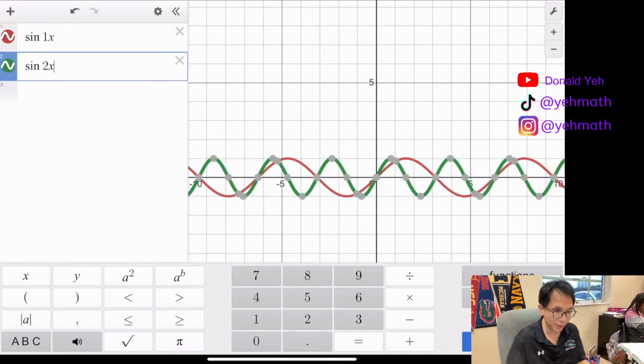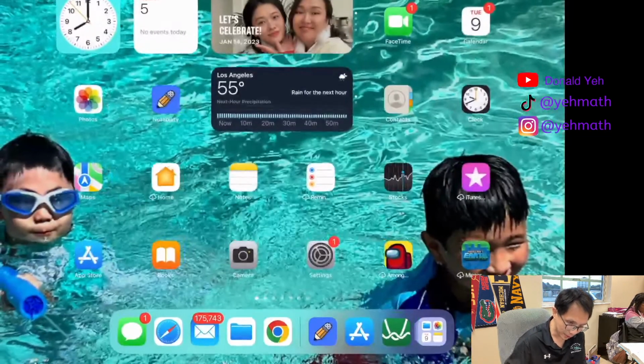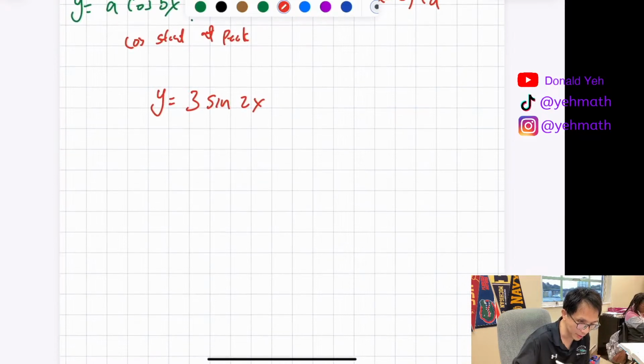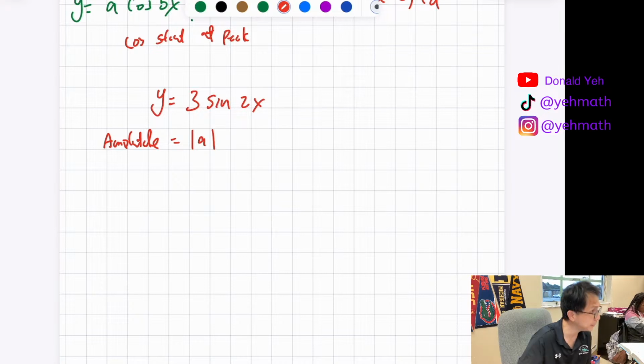We're going to describe that. So we're going to try this. The first thing we're going to do is write down the amplitude. Amplitude I'm going to write down as the absolute value of A. So the absolute value of A here, in this case, is 3.